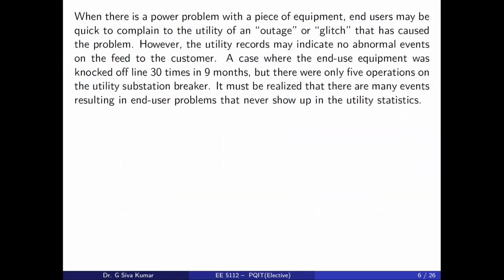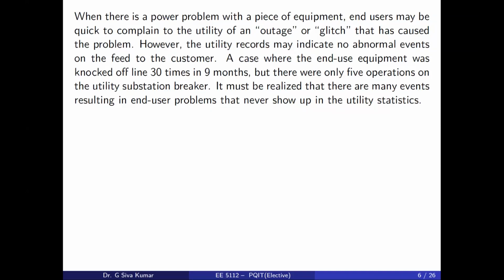When there is a power problem with a piece of equipment, the end users may be quick to complain to the utility of an outage or a glitch that has caused the problem. However, the utility records may indicate no abnormal events on the feed to the customer. A case where the end use equipment was knocked offline 30 times in 9 months, but there are only 5 operations on the utility substation breaker.